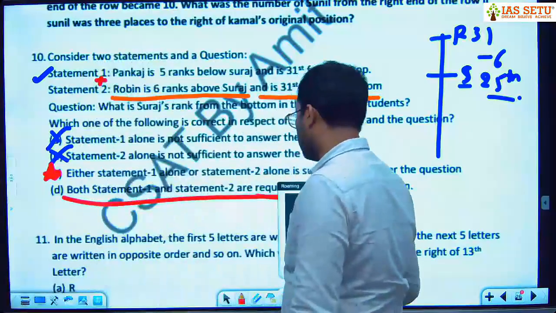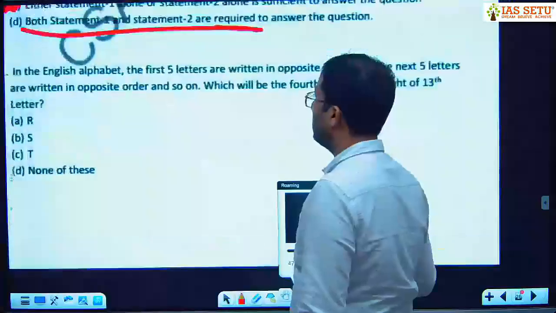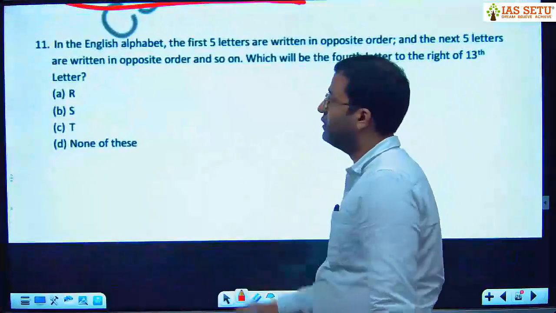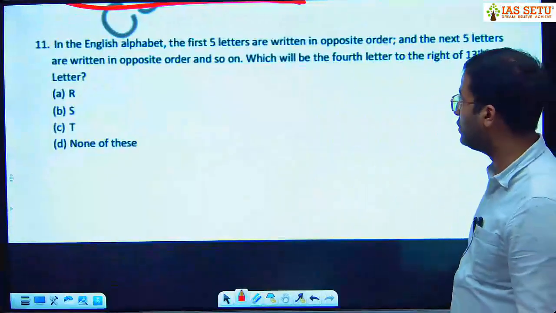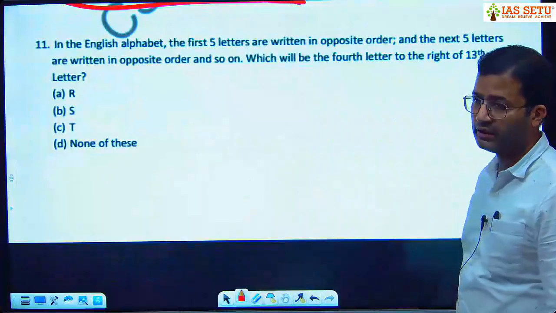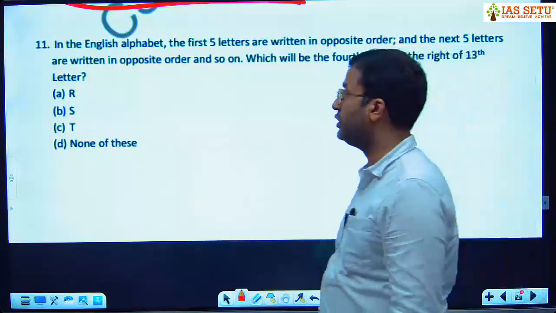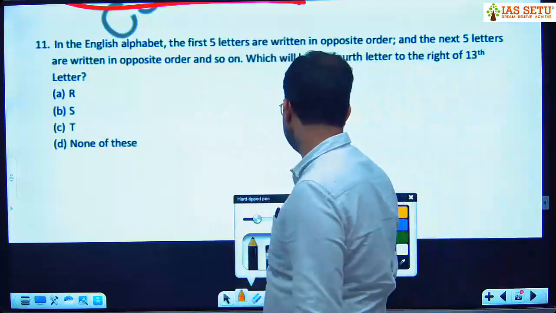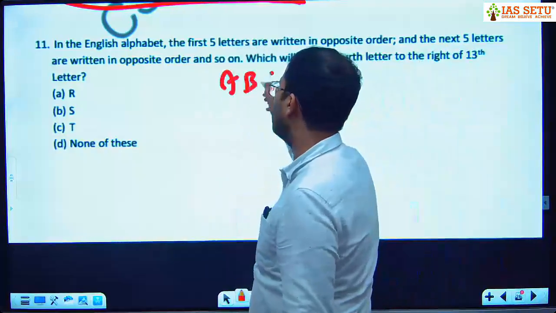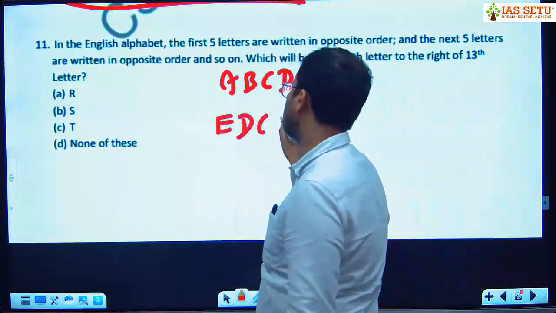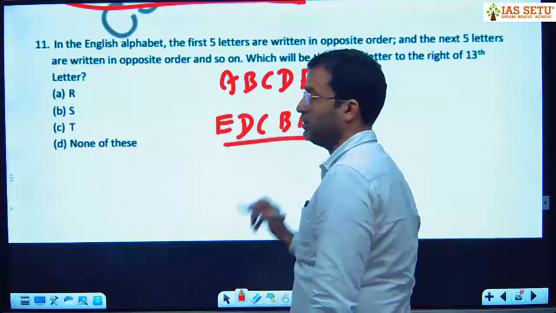Question number 11. In the English alphabet, the first 5 letters are written in opposite order, and the next 5 letters are written in opposite order, and so on. Then which will be the 4th letter to the right of the 13th letter? What is the meaning of this question? The first 5 letters are written in opposite order, like we have A, B, C, D, E. So we are not writing A, B, C, D, E. We are writing E, D, C, B, A in reverse order.